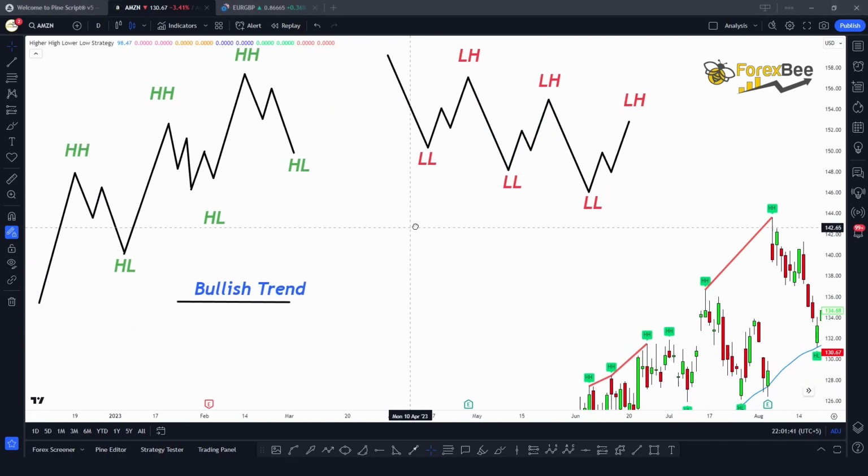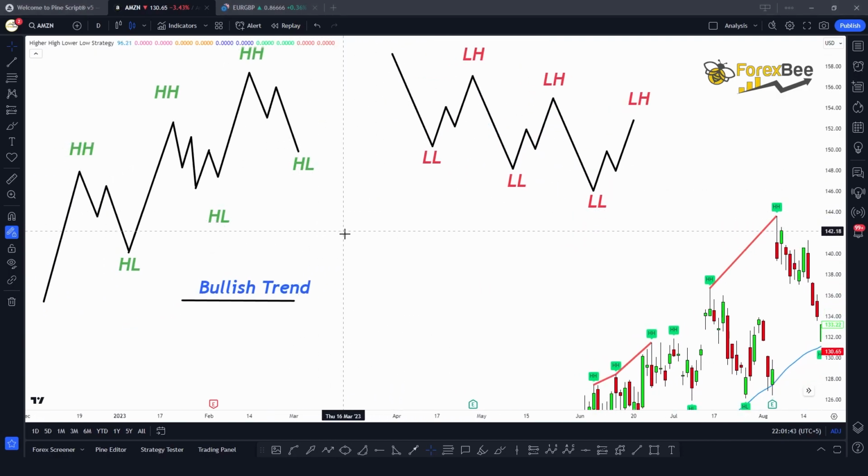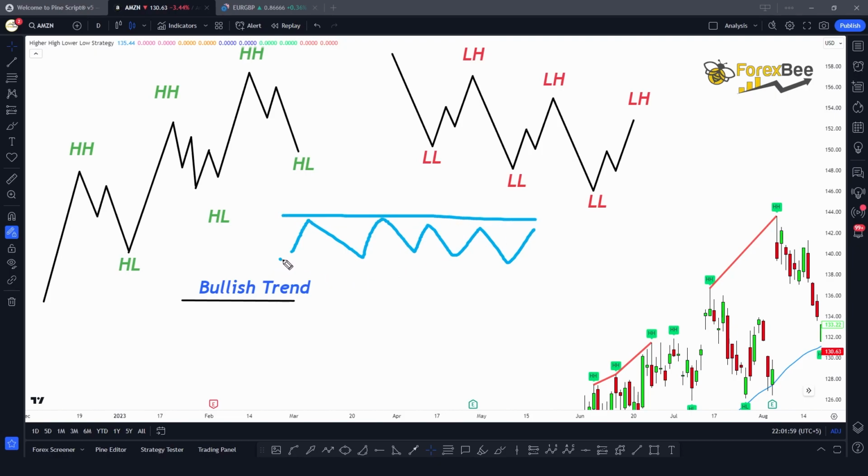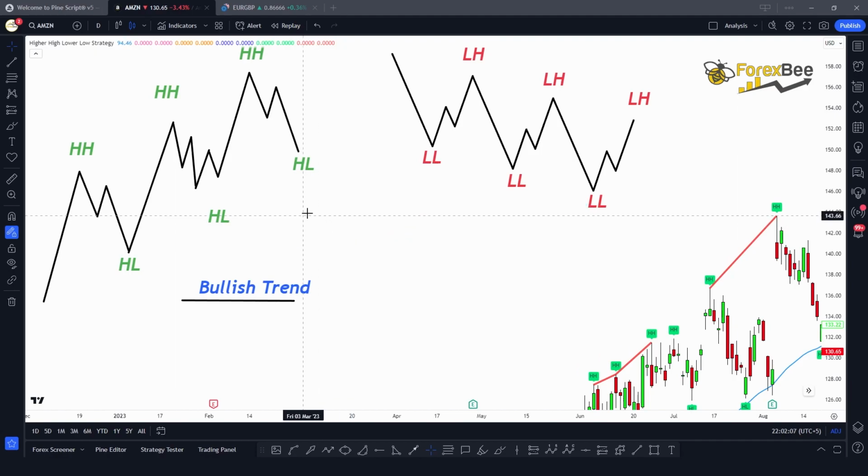Now that you know that, let's talk about the ranging market. In a ranging market, there is no clear formation of higher highs and lower lows, and the market will be moving inside a range, making highs and lows in a mixed manner. One thing you should take a look at is that price will be moving inside a range or band, touching its highs and lows, as I have marked this structure here. So this is how the market moves in a ranging market structure.